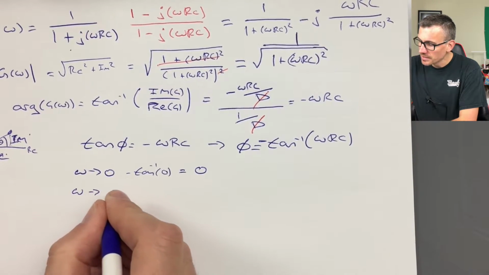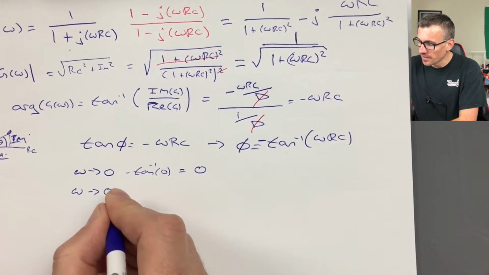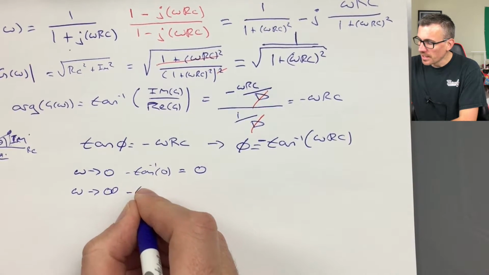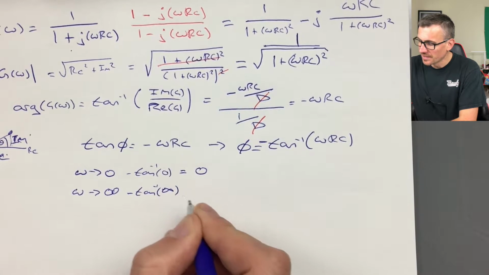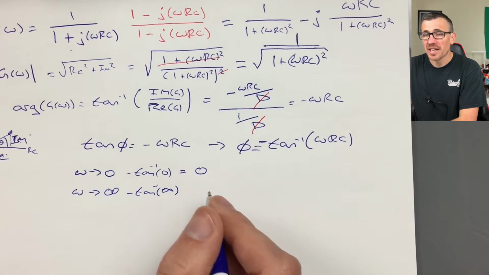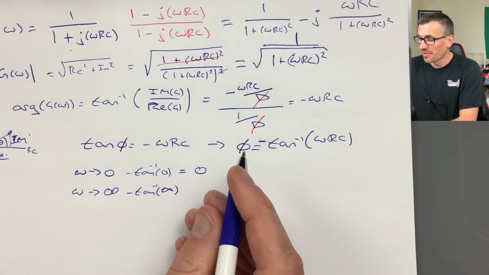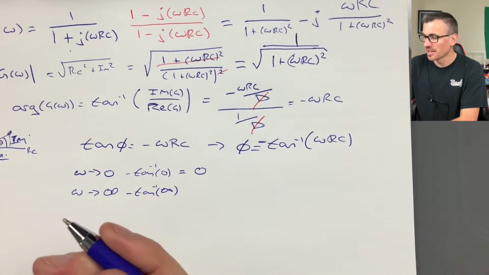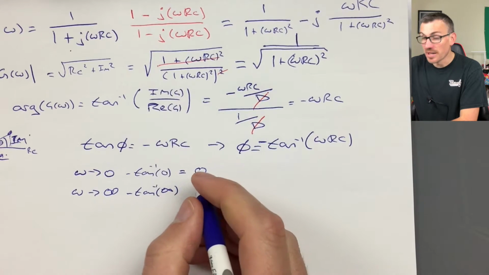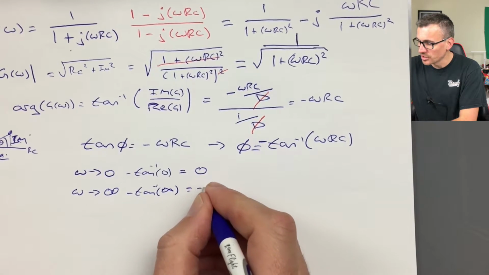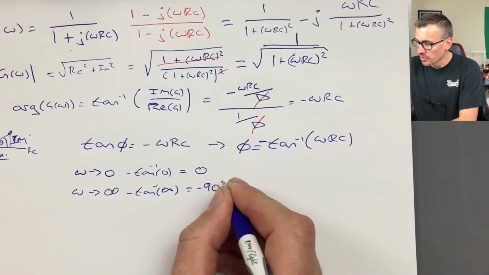How about as omega goes to infinity? We get negative arctan, in this case, of infinity. What's arctan of infinity? That's actually a well-defined thing. Remember that tan is like the slope? An infinite slope means pi over 2. So negative arctan of infinity is just minus pi over 2, or 90 degrees.